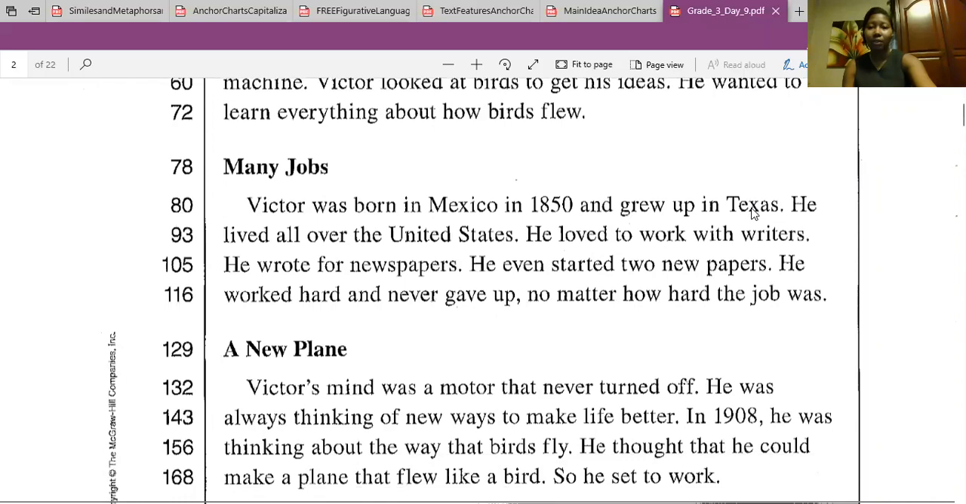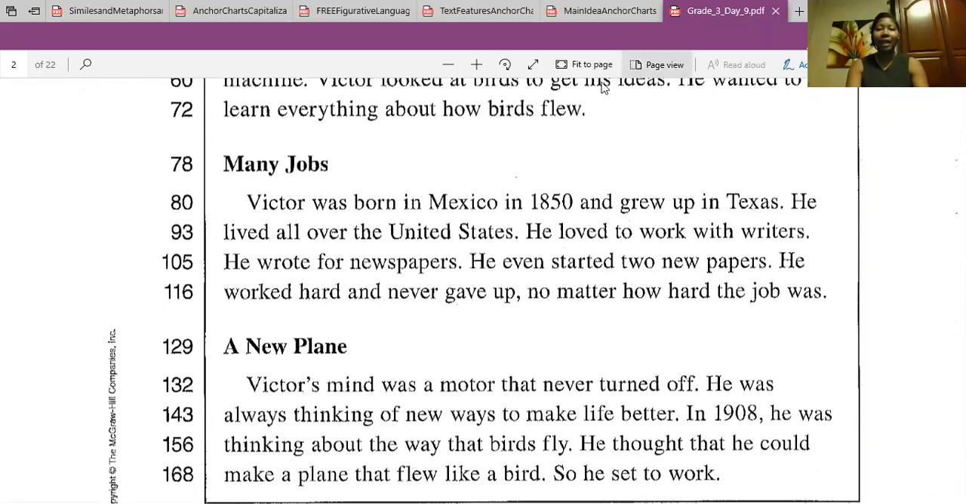Many jobs. I wonder how that heading, that text feature, is going to help us understand this passage more. Let's read on to find out.